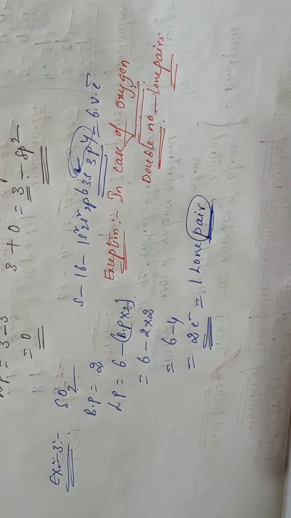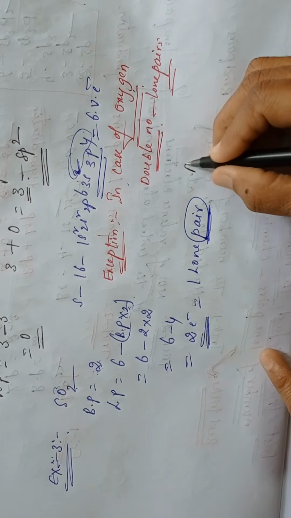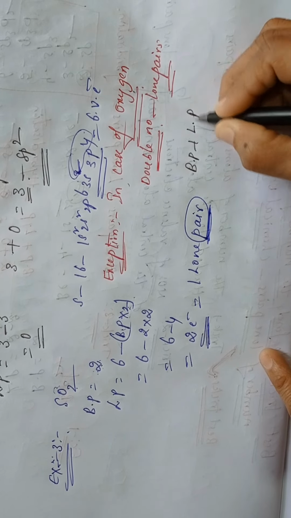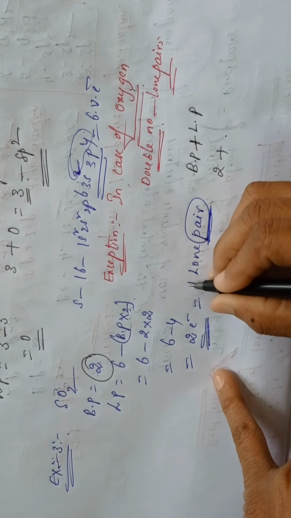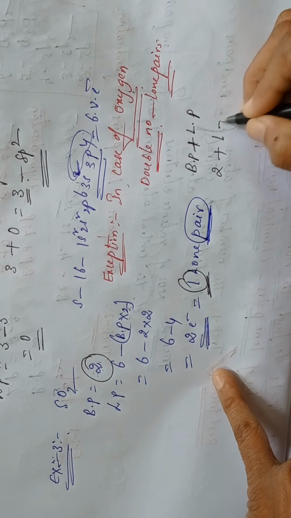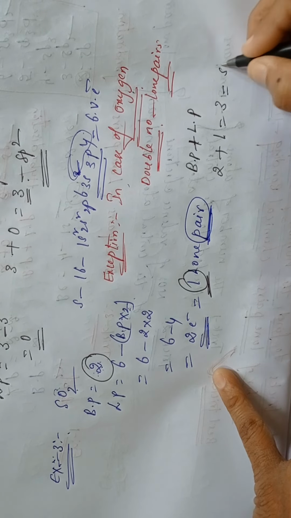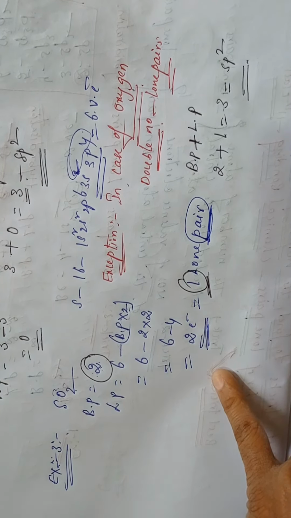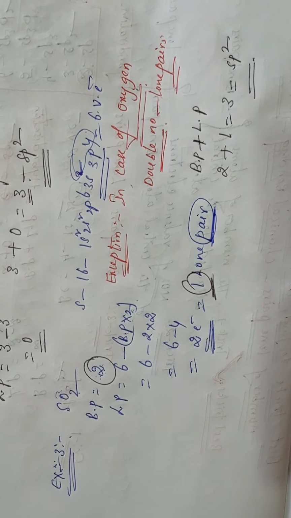Now see here, hybridization you have to find. How to find the hybridization? Bond pairs plus lone pairs. Bond pairs, how many students? 2. Plus lone pairs, how many? 1 lone pair. 2 plus 1, 3. 3 means which hybridization, students? sp2 hybridization. Clear? 3 means sp2 hybridization.